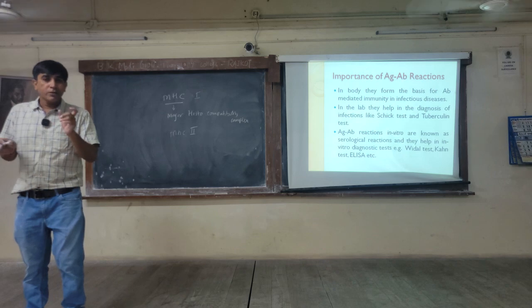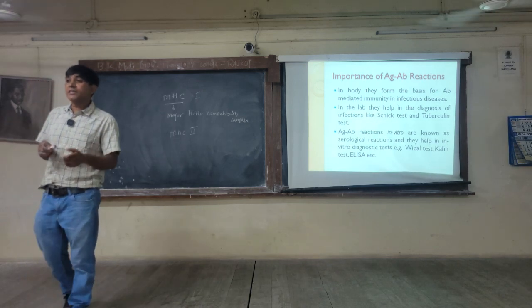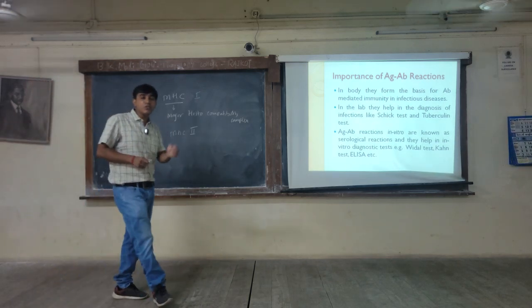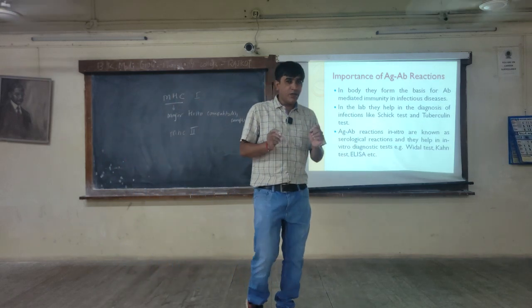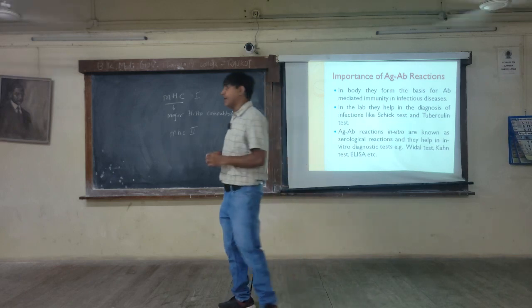Okay. Now, autoimmune disease is a disease in which our body fails to recognize our own cells. For example, the simplest one is alopecia areata.